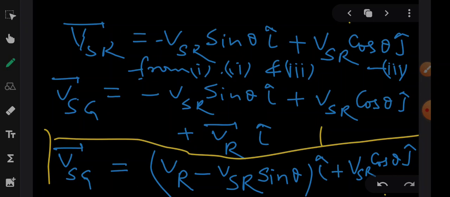Now, in order to find out a physical quantity in the vertical direction, we will consider the vertical component of the velocity. For a physical quantity in the horizontal direction, we consider the horizontal component of the velocity VSG.